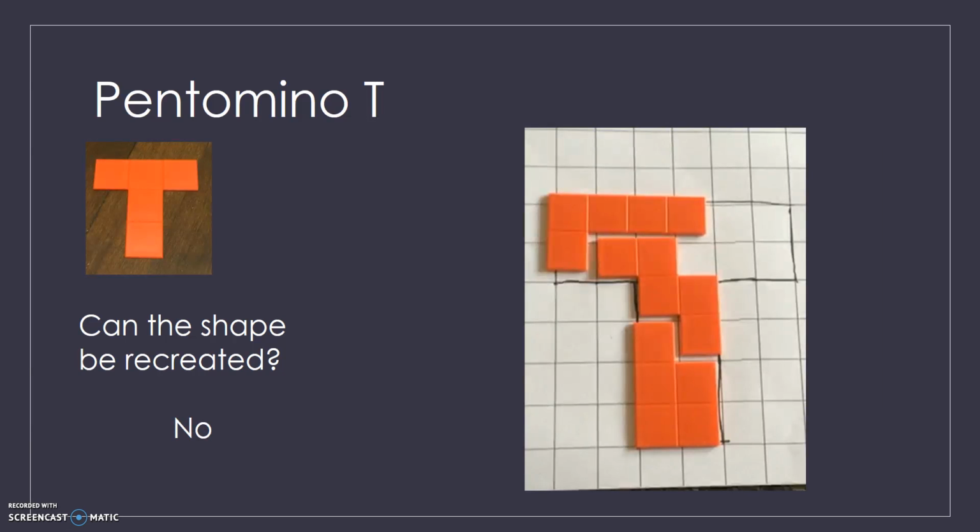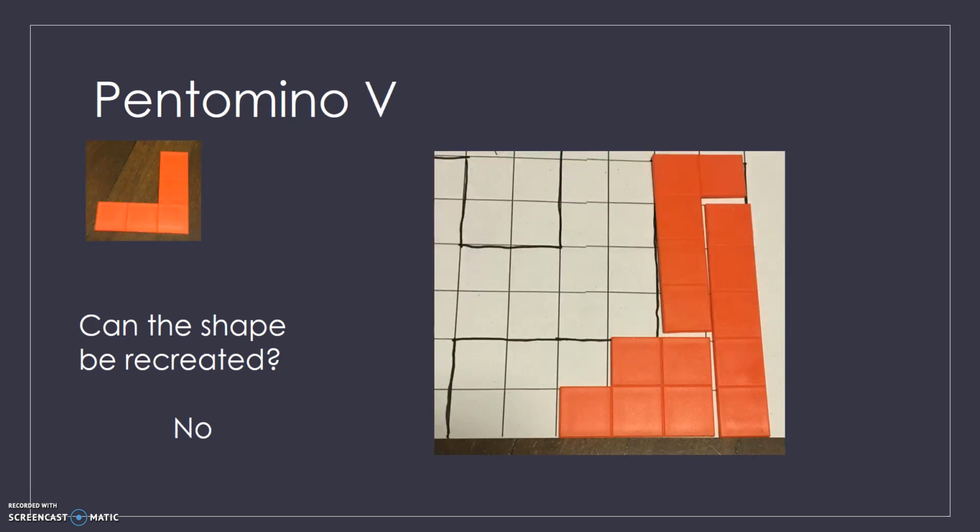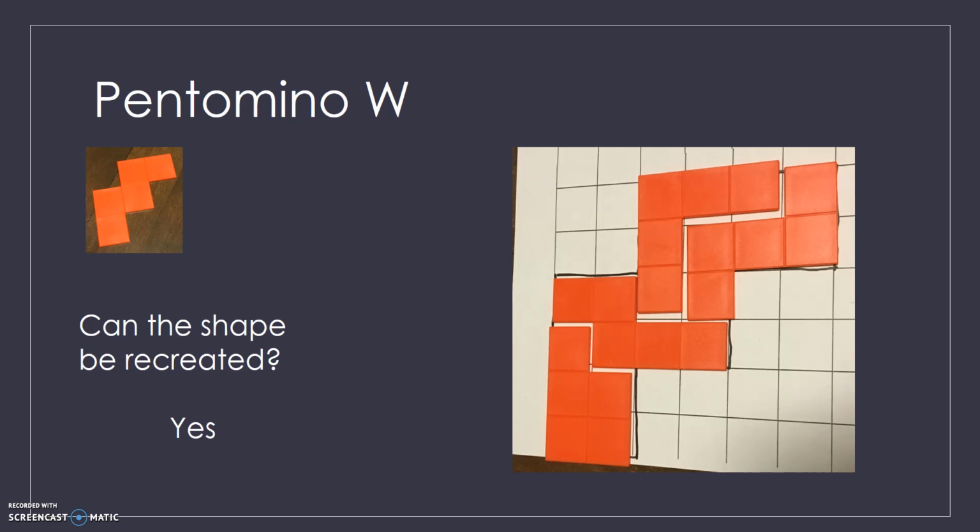Pentomino T could not be recreated. I attempted with pentomino L, W, and P. Pentomino U could be recreated with pentomino L, P, Z, and V. Pentomino V could not be recreated, unfortunately, but pentomino P, I, and L were used in my process. Pentomino W could be recreated. I used pentomino P, N, V, and Z.